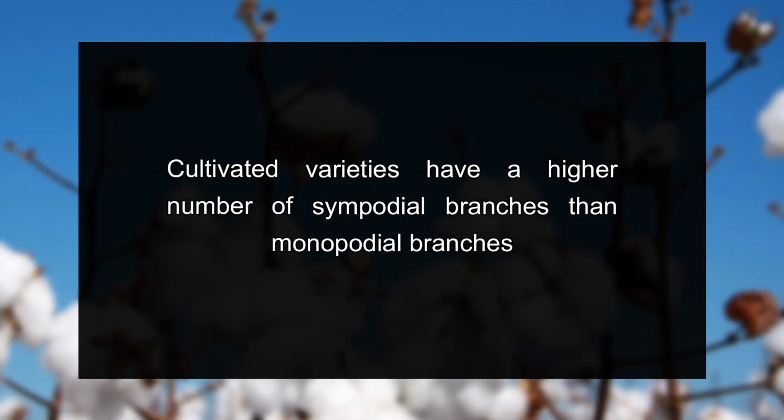Most sympodial branches are primary branches, but they may have secondary or tertiary branches. Cultivated varieties have a higher number of sympodial branches than monopodial branches. Plants with only sympodial branches enter into the fruiting phase of growth earlier than plants or varieties also having monopodial branches. Students, our next point of interest is leaves.